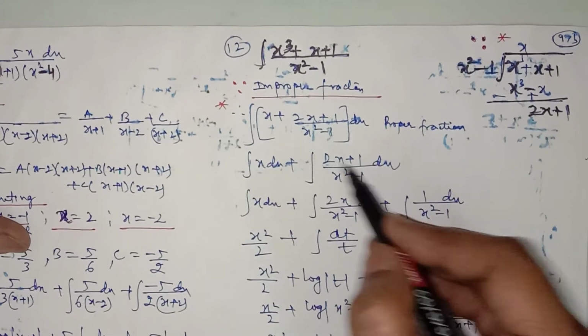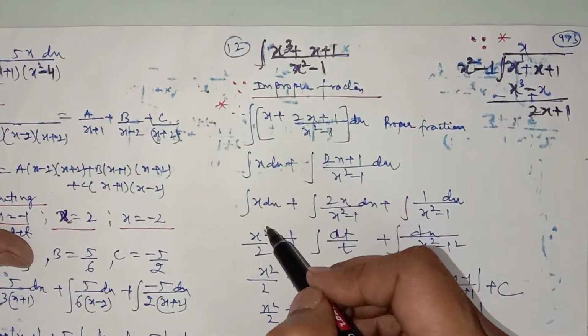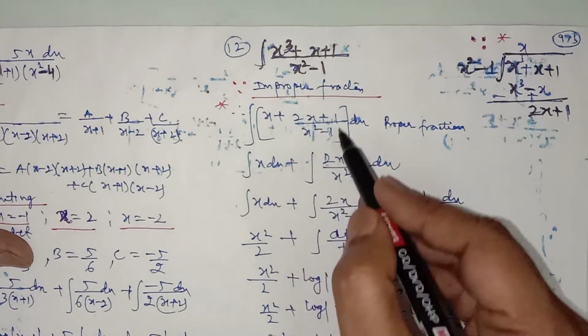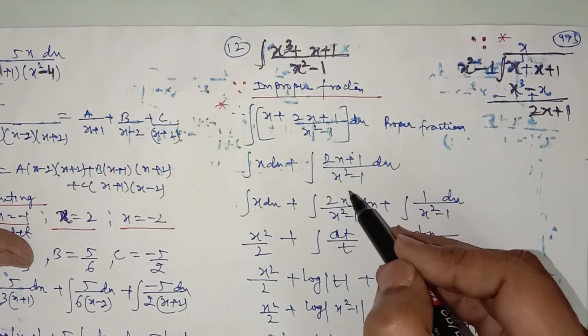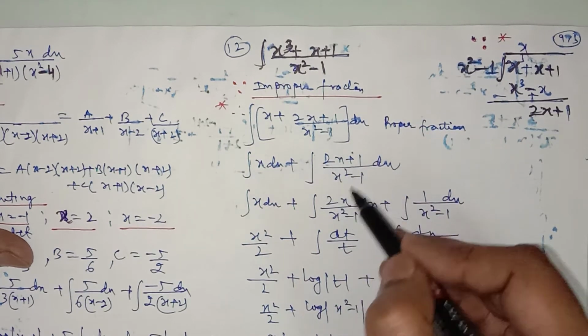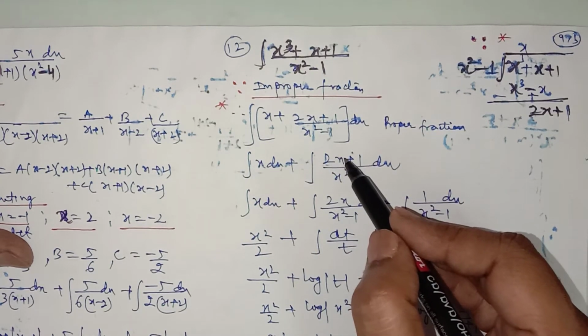You separate this integral. The integration of x you can easily do. It is x square upon 2, and see it very carefully, it is 2x plus 1. Now this is a linear upon quadratic. You try to make the derivative of the denominator in the numerator, which is already there.